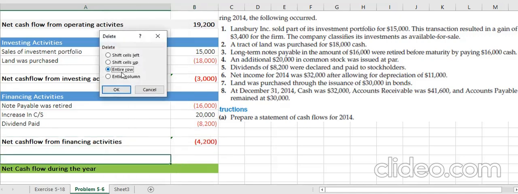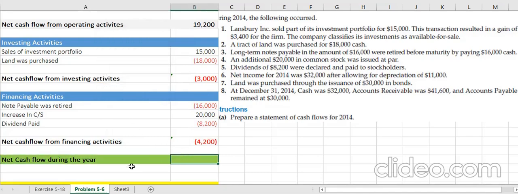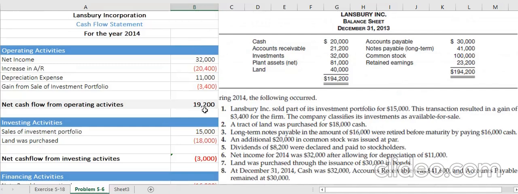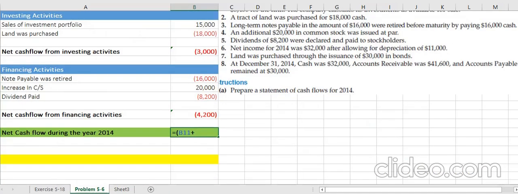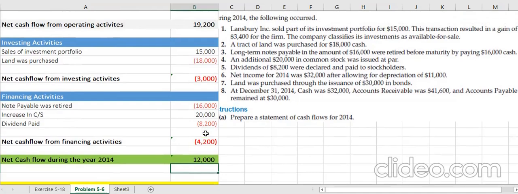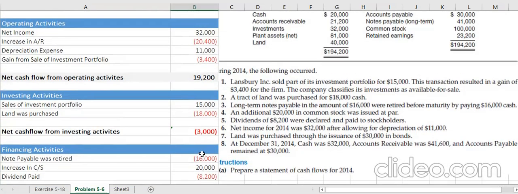Now that we have the net cash flow from all the activities, we can calculate our overall net cash flow during the year. And which year are we talking about? We are talking about 2014 actually. Okay, so it will be the net cash flow from operating activity plus the net cash flow from the investing activities and the net cash flow from the financing activities, because these were the 3 parts of the cash flow statement. So our overall cash flow during the year would be $12,000 with a positive sign, which means during 2014 $12,000 came into the company, actually the net value of that.